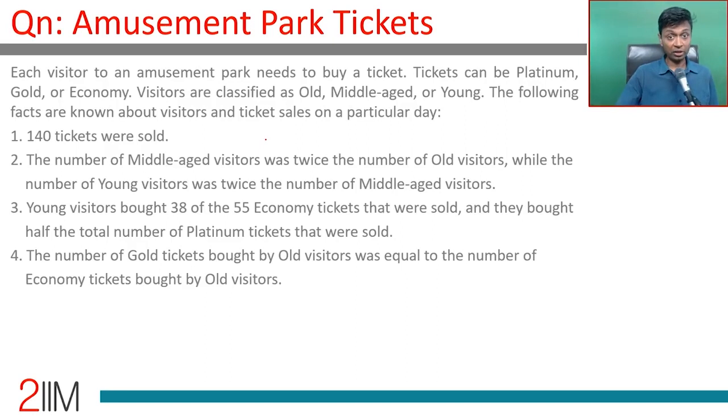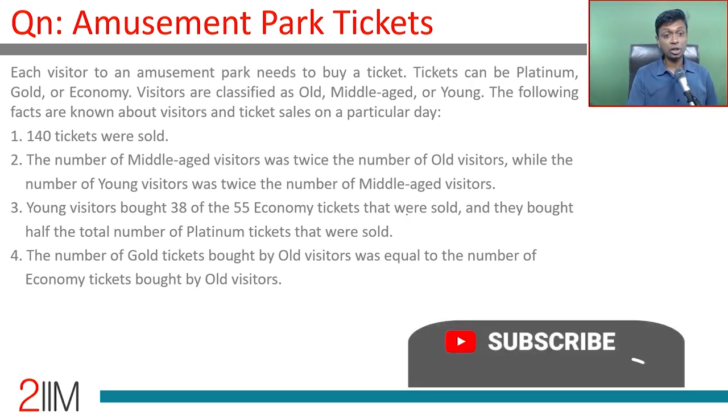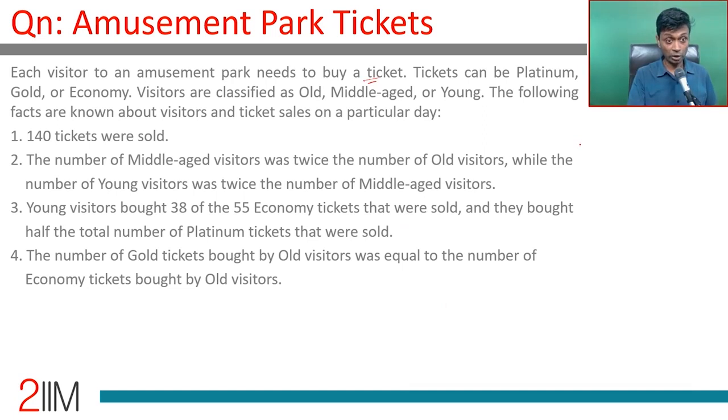Amusement park tickets. As ever, make sure you have tried this set before you jump in and see the solution. Otherwise, there's no point. Each visitor to an amusement park needs to buy a ticket. Tickets can be platinum, gold, or economy. Visitors are classified as old, middle-aged, or young. The following facts are known about visitors and ticket sales on a particular day.